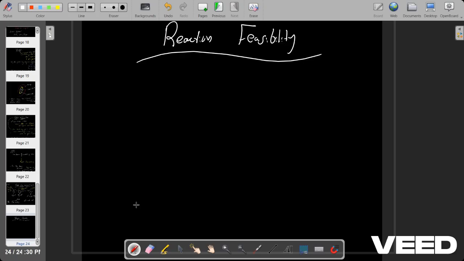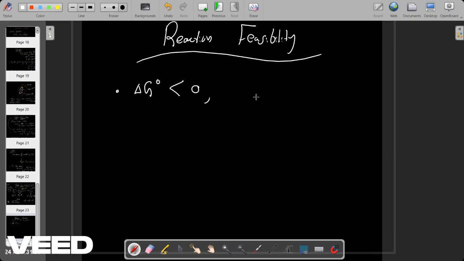So you just need to know these things. Once you calculate the delta G value, if the delta G naught value is less than 0, the reaction is feasible. Thermodynamically possible. But it doesn't tell you how fast it is going to happen. That is a different thing.